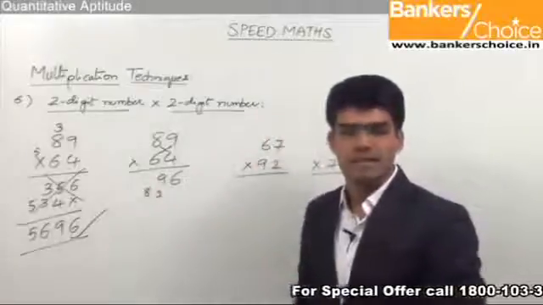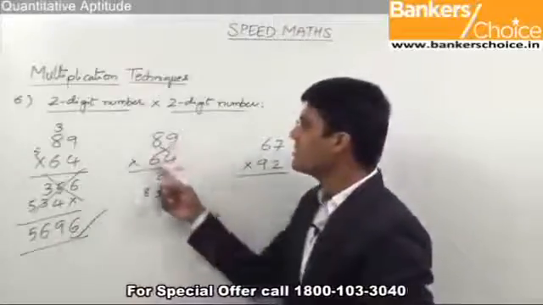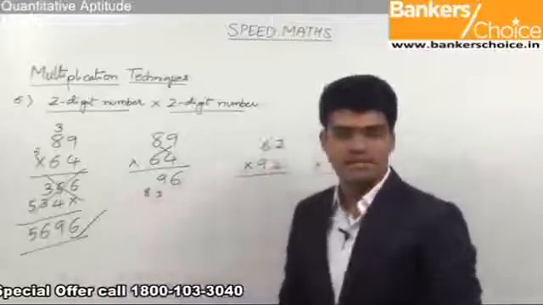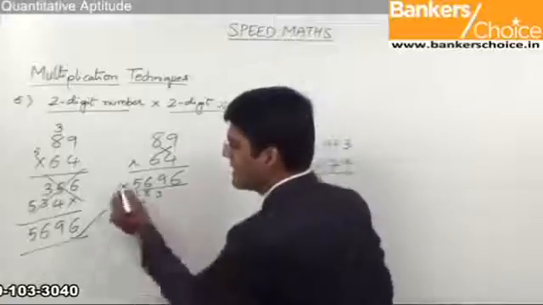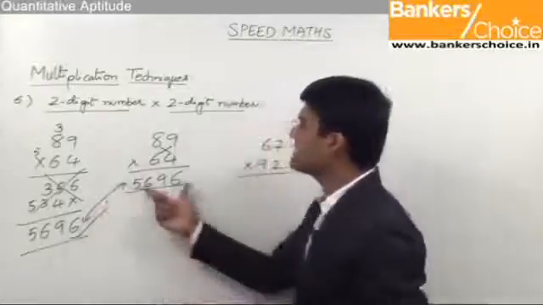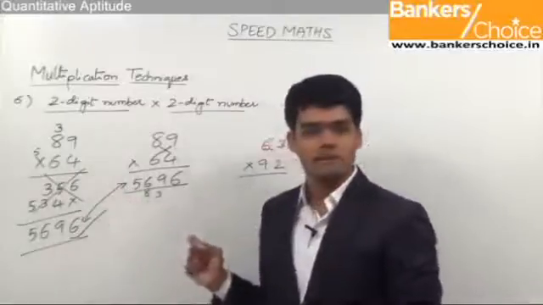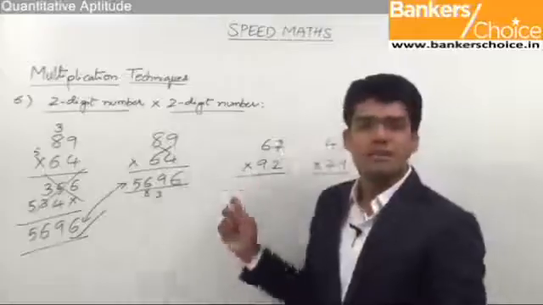And the last and the final step here is to multiply both the tens places. That is 8 into 6, 48. 48 plus 8 is 56. So the answer here will become 5696. So as you can compare with the general method here, the answer 5696 has been obtained without writing the intermediate part. So that is the advantage of multiplying two-digit numbers in this technique.